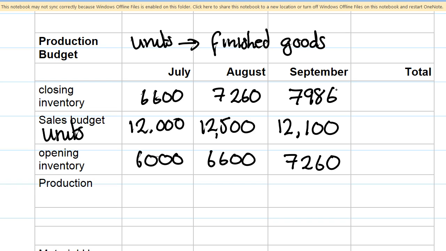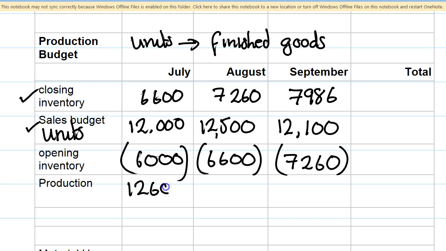To work out production, we do exactly the same as we did in the previous video. We think about what do we need to make. We need to make enough units to satisfy our customers and enough units to give us our closing inventory. But we don't need to make our opening inventory, it's already there. So we can then add up our figures, closing inventory plus our sales units less our opening inventory will give us our production figures.